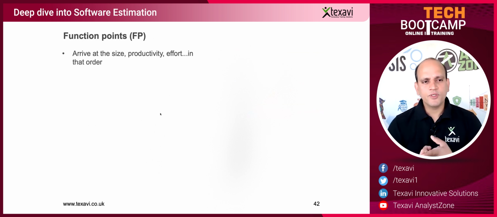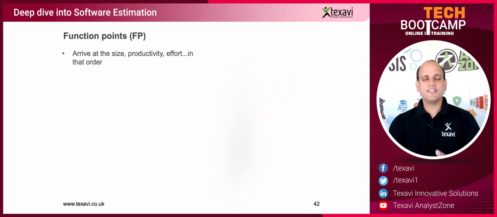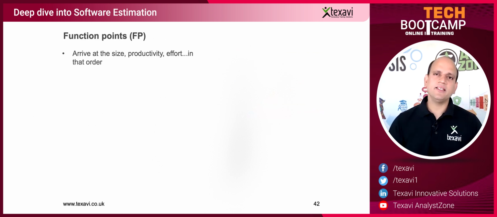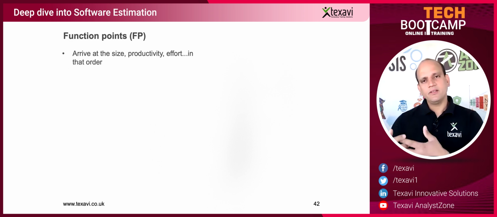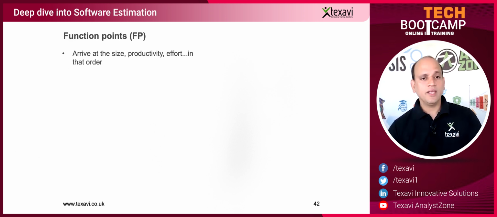Again, the first and foremost thing is you arrive at the size. Size is important. First, look at how big, small, or medium it is. From there on, you look at what kind of effort is involved and how much productivity you can apply, and thereon you can arrive finally at the other aspects of schedule, and then finally the cost. So this is the order.